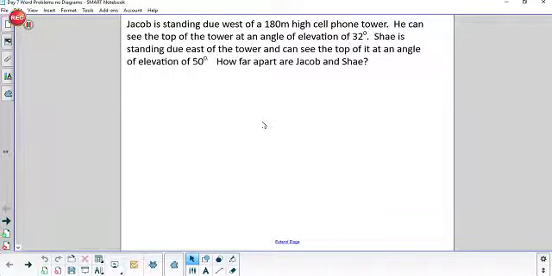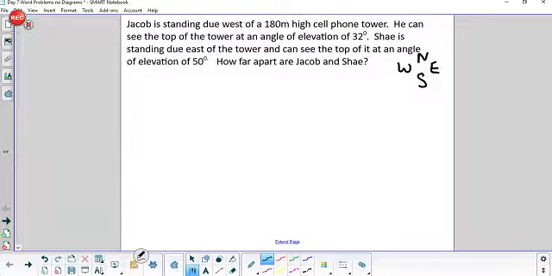So what we have is Jacob is standing due west of a 180-meter high cell phone tower. He can see the top of the tower at an angle of elevation of 32 degrees. Shay is standing due east of the tower and can see the top of it at an angle of elevation of 50 degrees. How far apart are Jacob and Shay? Well, let's just make sure we remember north, south, east, west. So let's start by drawing in the cell phone tower.